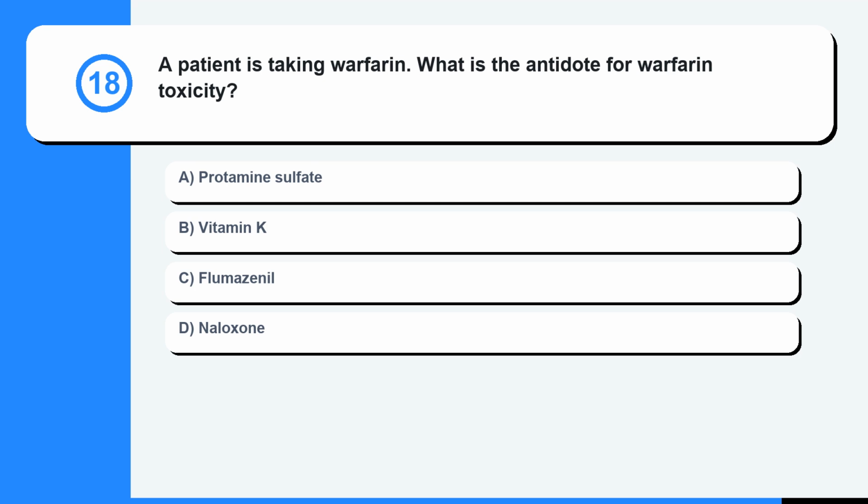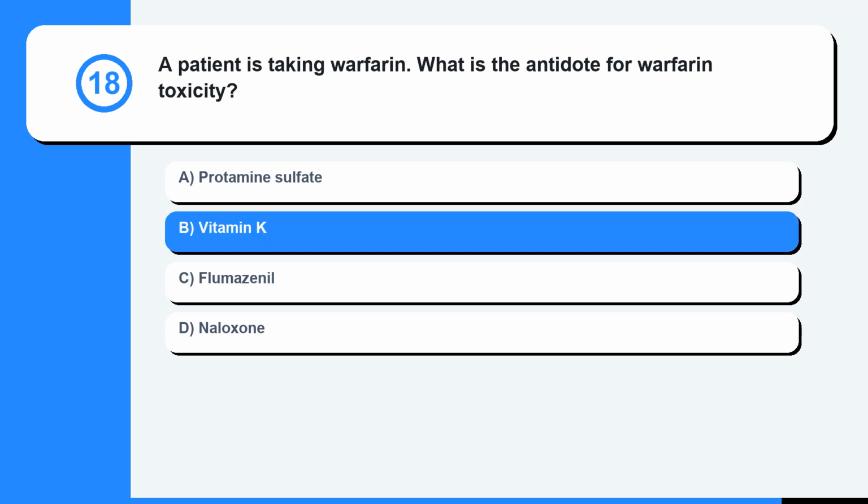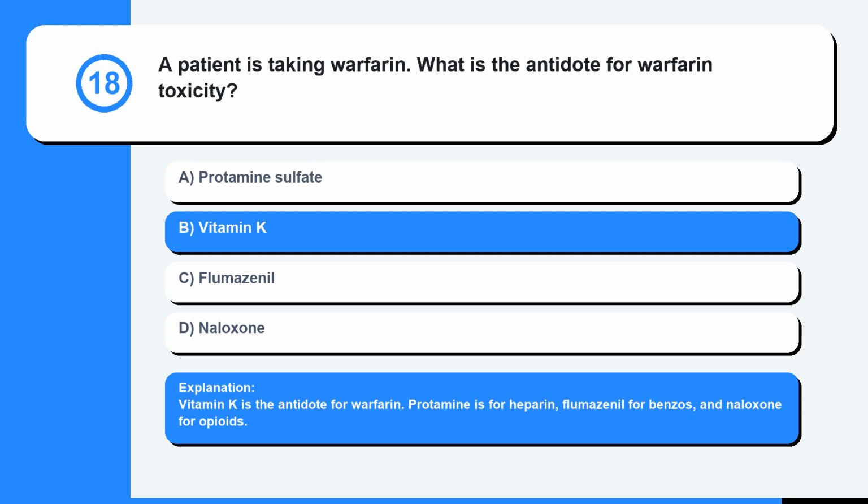Question 18. A patient is taking warfarin. What is the antidote for warfarin toxicity? A. Protamine sulfate. B. Vitamin K. C. Flumazenil. Or D. Naloxone. The correct answer is B. Vitamin K. Vitamin K is the antidote for warfarin. Protamine is for heparin, flumazenil for benzos, and naloxone for opioids.